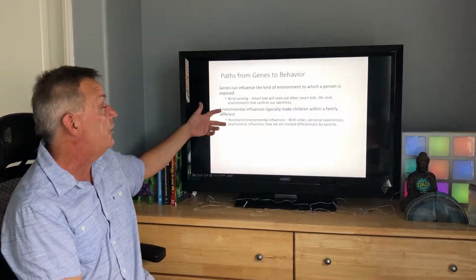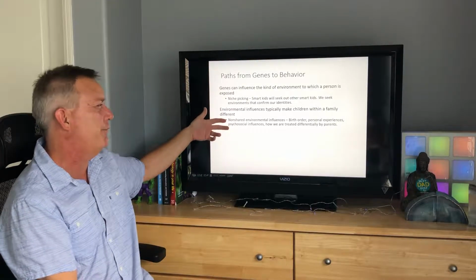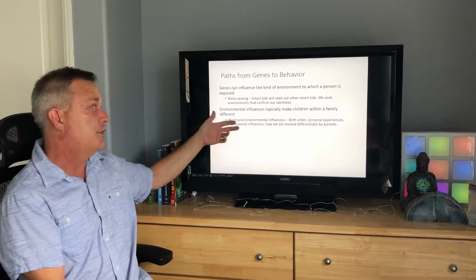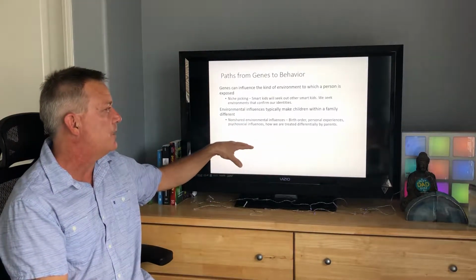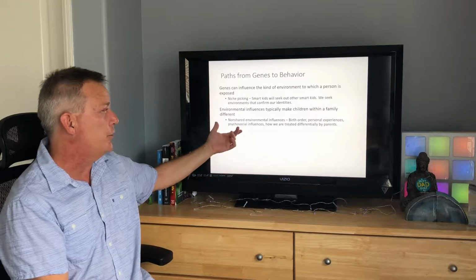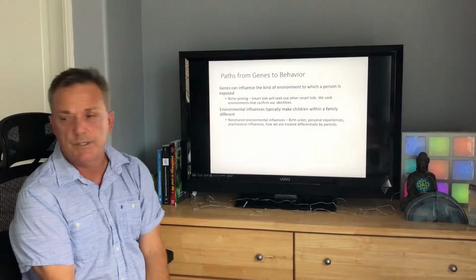Remember also that environmental influences typically make children within a family different. There are a lot of non-shared environmental influences as well, such as birth order. Well, that's kind of shared, but it's an environmental influence nonetheless. Personal experiences, psychosocial influences, and how we're treated differentially by our parents.